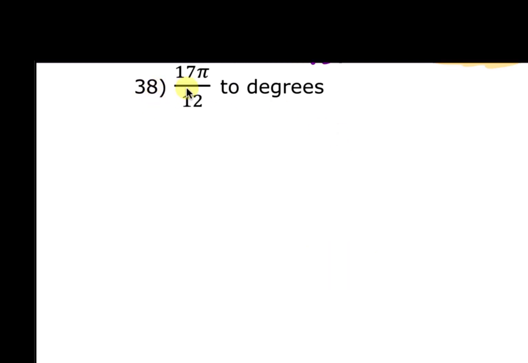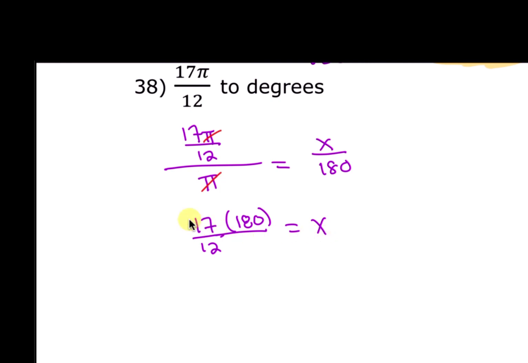And for 38, we're converting 17 pi over 12 in radians to degrees. Using the ratio, the proportion 17 pi over 12 is divided by pi, where x degrees will be divided by 180. The 2 pi's will cancel out, and then you'll end up multiplying by 180 on both sides. So x is equal to 17 times 180 divided by 12, and that comes out to be 255 degrees.